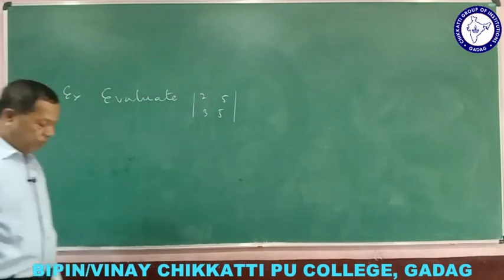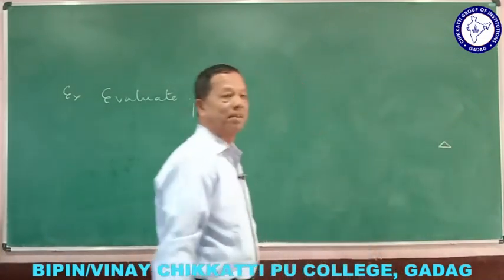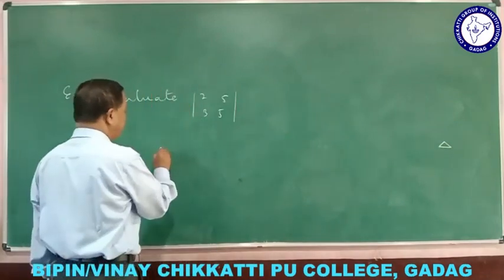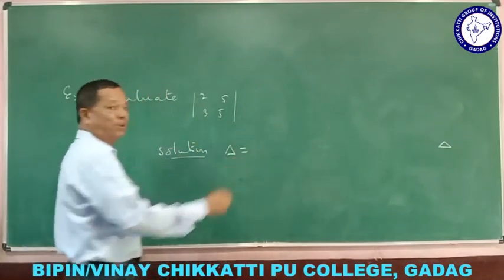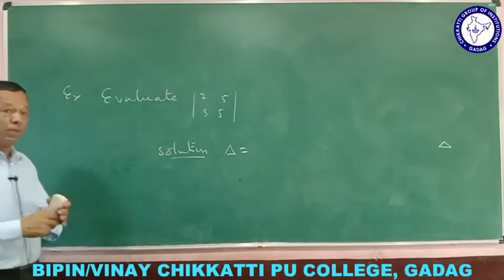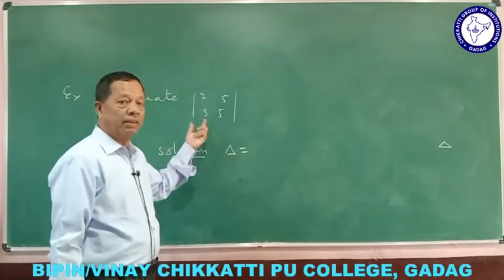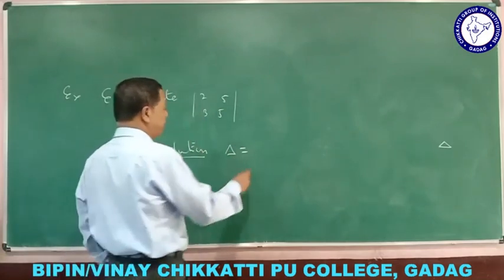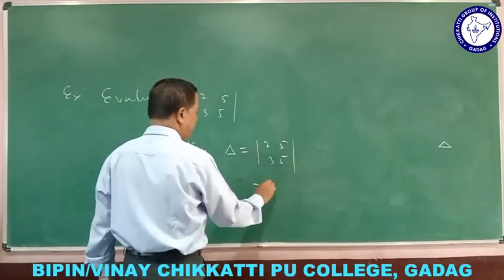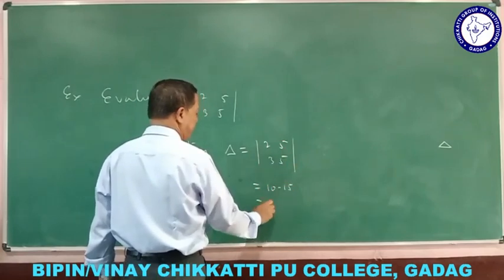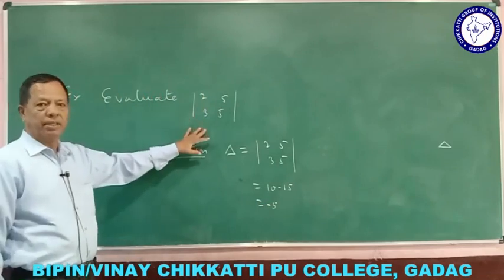How to find it? Sometimes a determinant is denoted by the triangle shape, which is a symbol for the determinant. Don't confuse it with the area of the triangle, which we used to write like this. But now if I write the triangle shape, it is the determinant of the given matrix. But here the determinant is given directly: 2, 5, 3, 5. So what is the answer? 10 minus 15, which is minus 5. Evaluate means to find the value of the determinant.